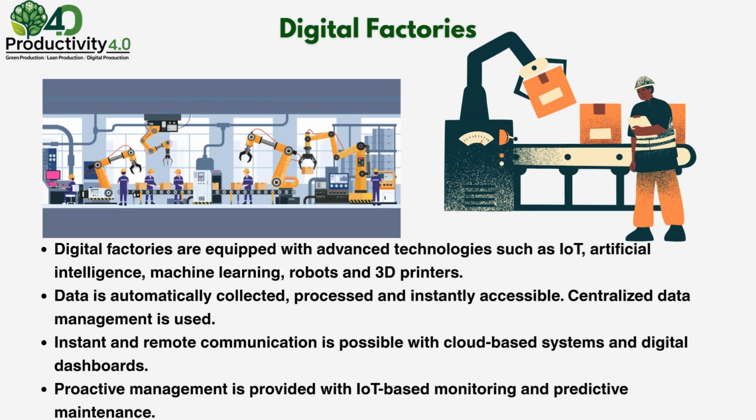Digital factories are structures where the latest technology is deeply integrated, making production processes faster, more efficient, and more flexible. Thanks to technologies like IoT, artificial intelligence, and machine learning, production processes are optimized. Data is collected and processed in real time, enabling businesses to make faster and more accurate decisions.